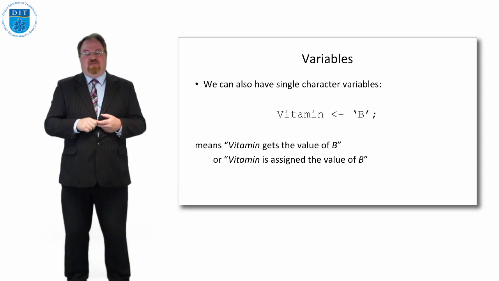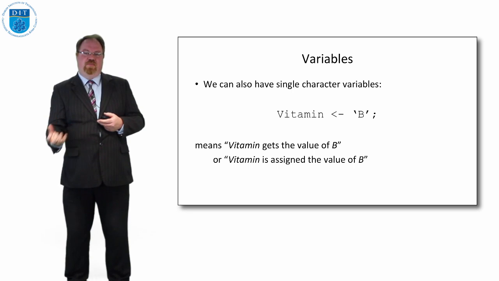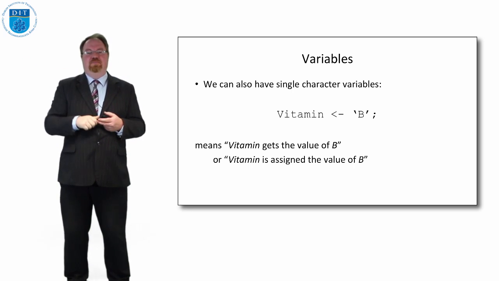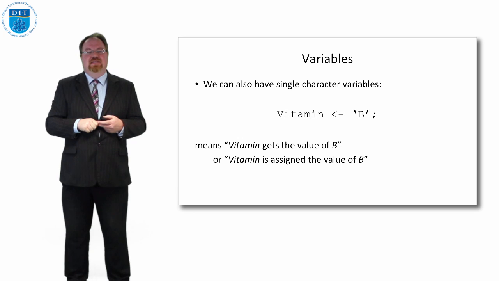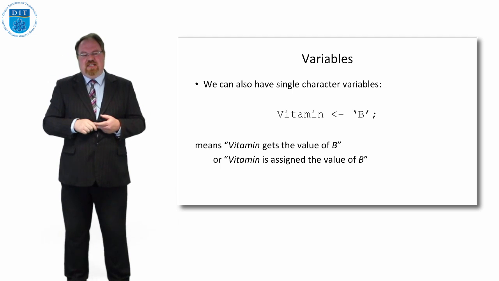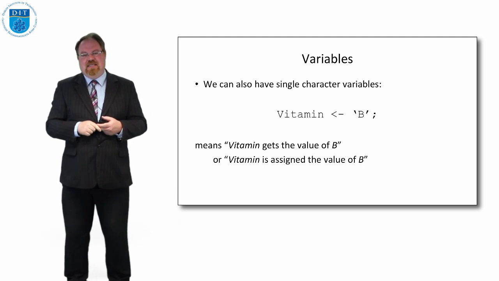So let's say we were trying to record different vitamins. We could have a bucket called vitamin. We could put the letter B into that and say this is recording vitamin B. So we'd say vitamin gets the value of B, or vitamin is assigned the value B.